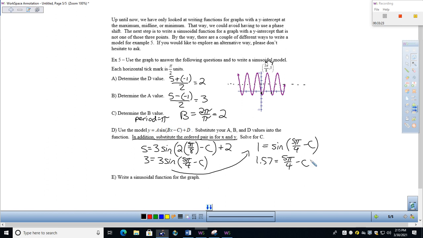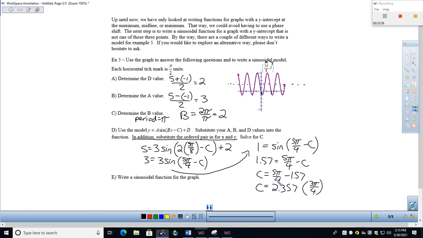All right, so let's see. I'm going to bring the c on over and make it positive, and then I'm going to subtract this. So c equals 5 pi over 4 minus 1.57, and I get, as a result, c equals, as a decimal, 2.357. Now, you do not need to know this at all, but it just so happens that 2.357 is really the decimal approximation of 3 pi over 4. Just FYI. But you can absolutely just go with that right there. Not a big deal. So guys, we've got it.